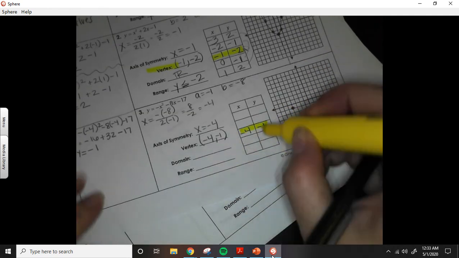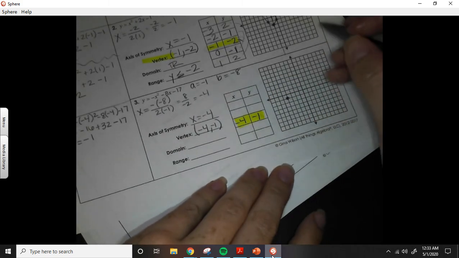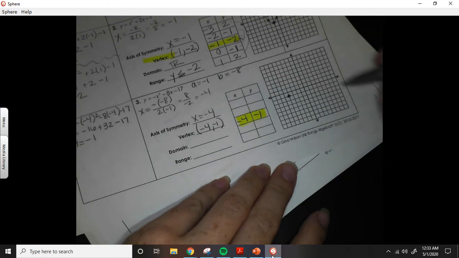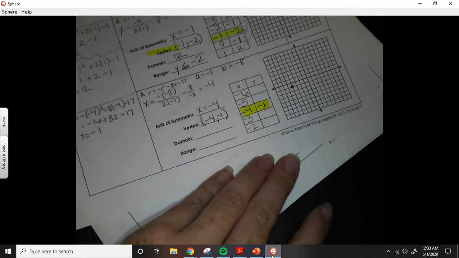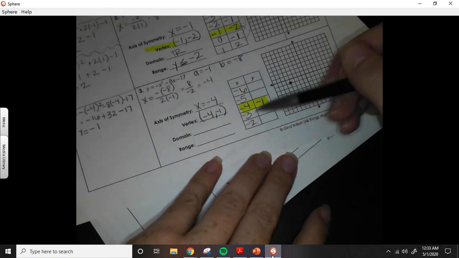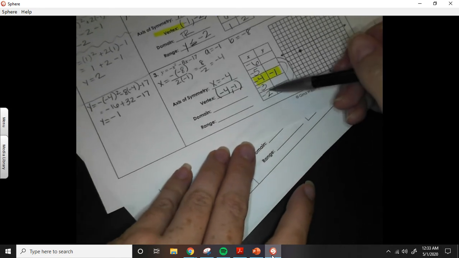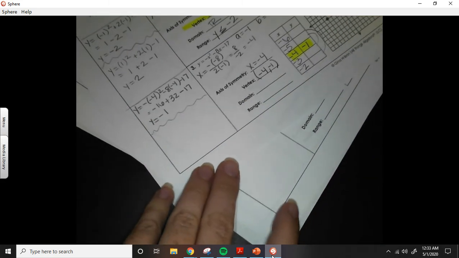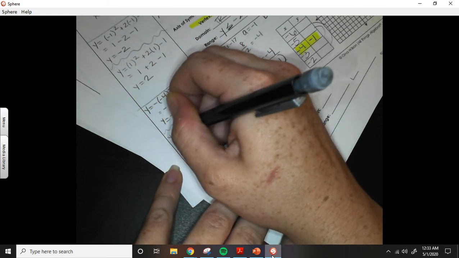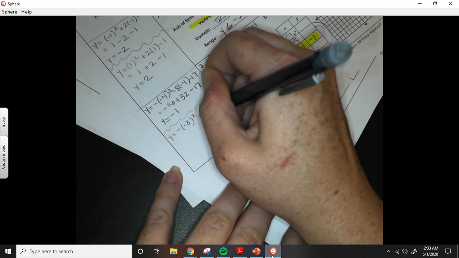There is our vertex. Okay, so let's get in the habit of picking numbers to the left and right of it. So we're going to pick negative 5, negative 6, negative 3, and negative 2. So again, you do not have to do all 4 of these. You only have to pick 2 and understand that the other ones are mirrors of each other. So if I were you, I would pick negative 3 and negative 2 and just go from there. So y equals negative 3 squared minus 8 times negative 3 minus 17.